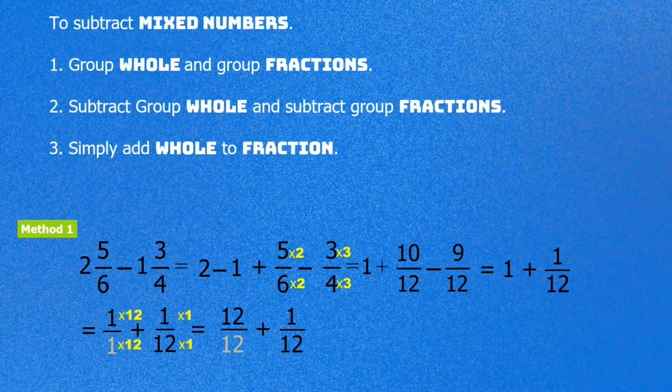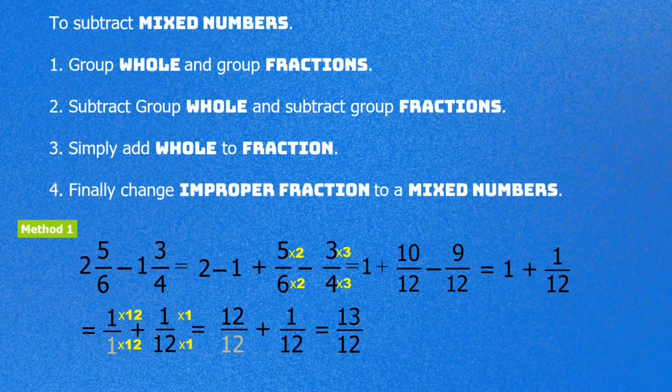Now both of our fractions have a common denominator. We can simply add the numerators together and keep the denominators unchanged. Now our answer is an improper fraction. This is okay, but it looks neater and nicer if we write it as a mixed number. And that's the final answer.